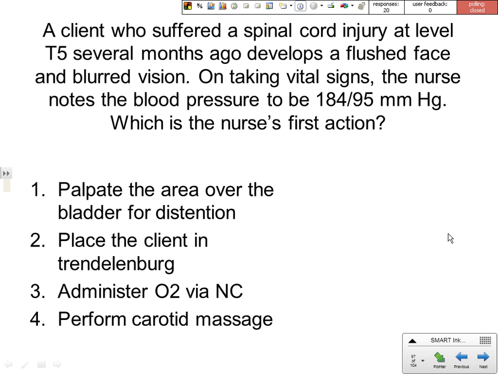15% said oxygen. So what is this describing? What condition? Autonomic dysreflexia. So one of the causes is bladder distension. What are some of the other causes? Impaction or tight clothing.